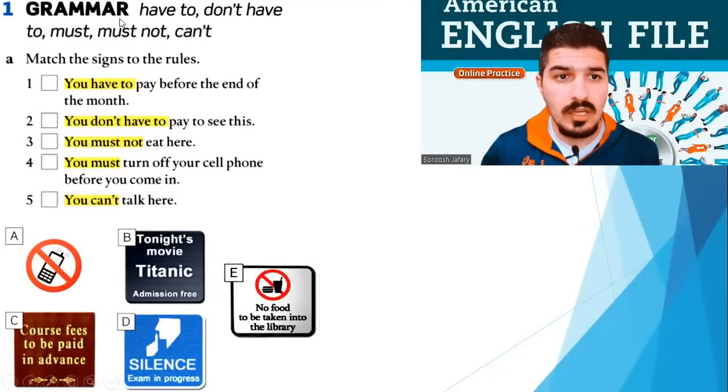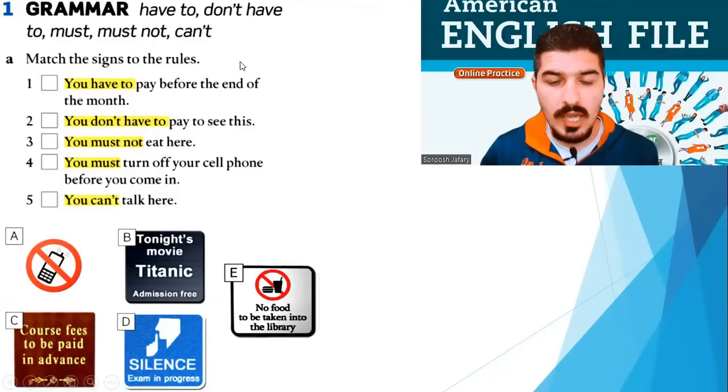Now, everyone, look. Part 1, grammar. Have to, don't have to, must not, can't. Everybody, match the signs to the rules. Okay, do it. Okay, let's check it together.